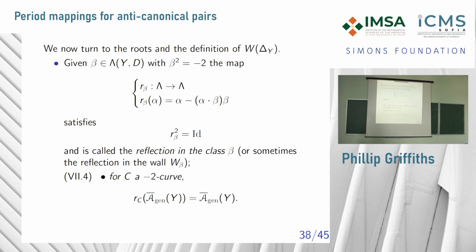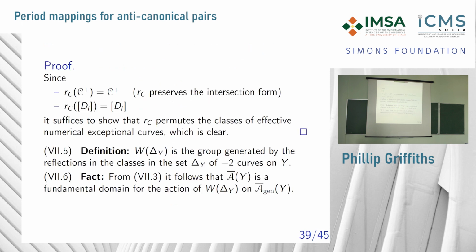Okay. So these are the reflections in the class beta, or the wall. And for a -2 curve, the generic closure of the ample cone is invariant. The argument is that first, the reflection preserves the intersection form, so it suffices to show that it produces the class of numerical exceptional curves. If you go back to the definition, that's clear, because everything is numeric now.